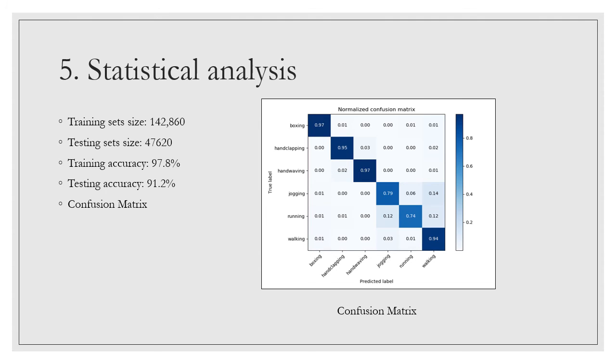So after choosing the classifier, I do the machine learning training process. And this is the statistical analysis of the result. As you can see here, the training and testing accuracies are pretty high, and this is showing the confusion matrix of my testing set. Most of them are classified correctly, but you can see that jogging, running, and walking are sometimes confused with each other.